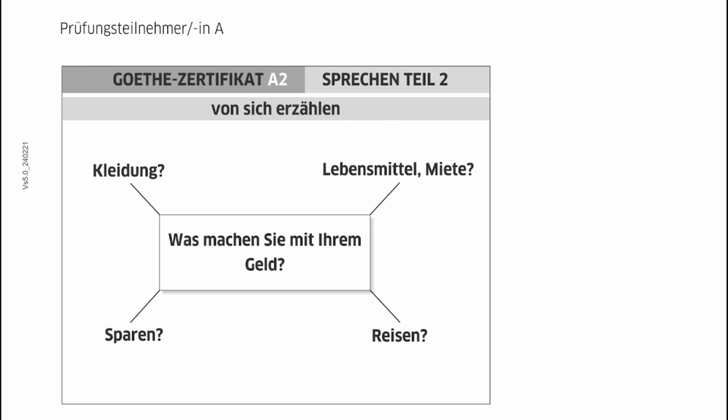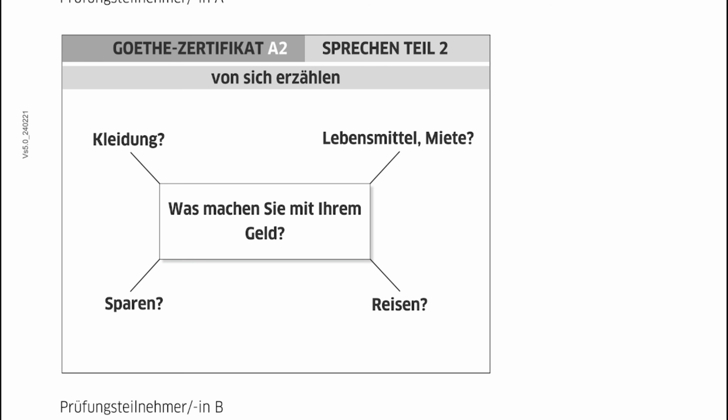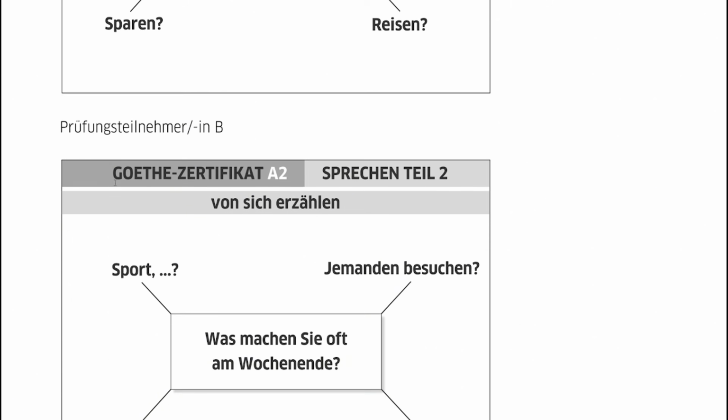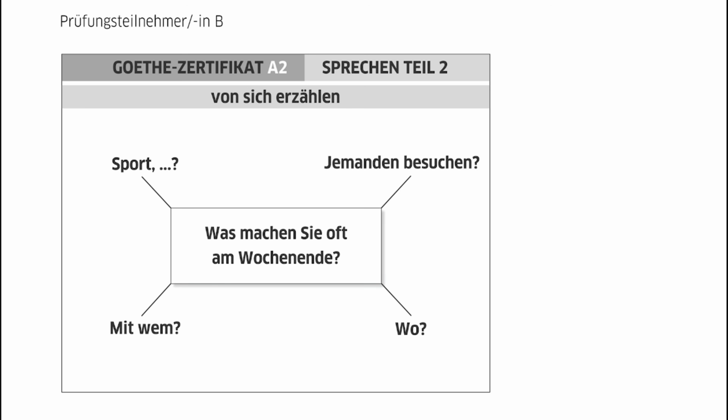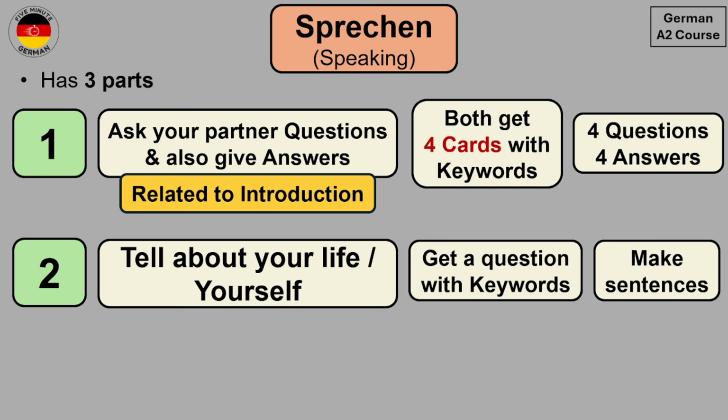And similarly, your partner will also get a card which will have a different question and different keywords. So for example, over here, they get the question, "Was machen Sie oft am Wochenende?" What do you often do on the weekend? And then they have some keywords or questions: Sport, jemanden besuchen, visiting someone, wo, and mit wem. So then they will also have to make some sentences in which they answer this question and the keywords that are written on this card. So this part will be done separately. So this was part number 2.